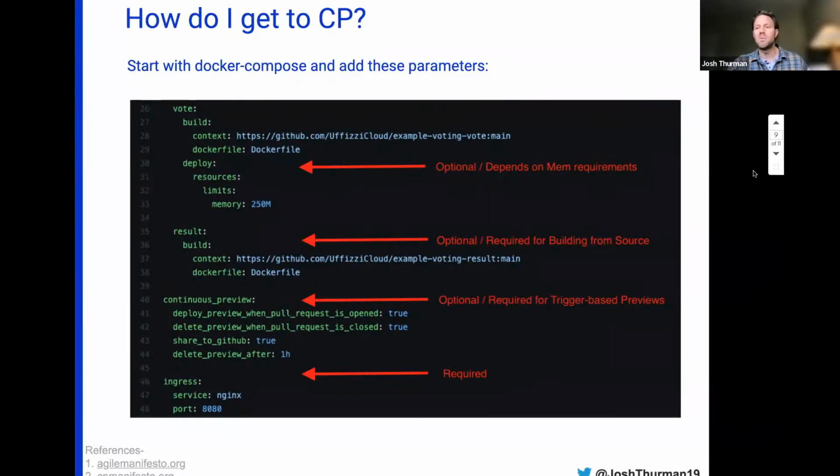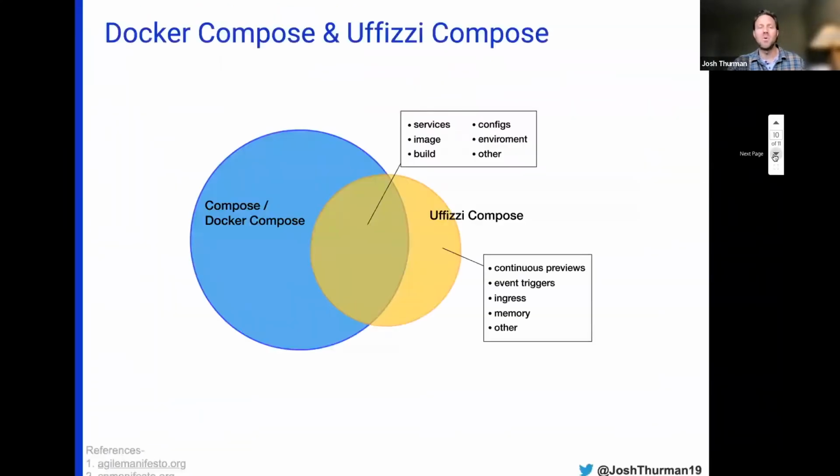I'm going to talk a little bit more about Docker Compose versus Yuffix Compose. Yuffix Compose is both a subset and a superset of Docker Compose. The standard Docker Compose elements that are included in Yuffix Compose are services, image, build, configs, and environment. And the elements that are not included in Docker Compose are things like continuous previews, event triggers, ingress, and memory requirements.